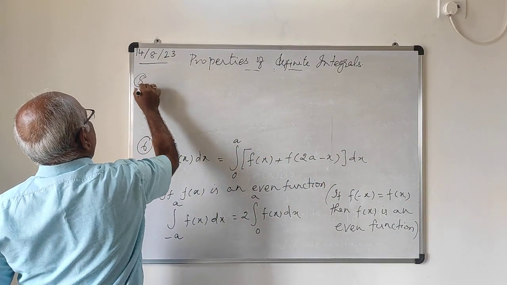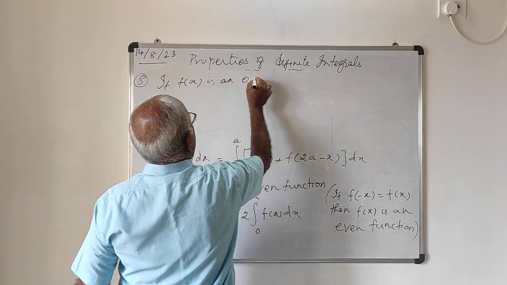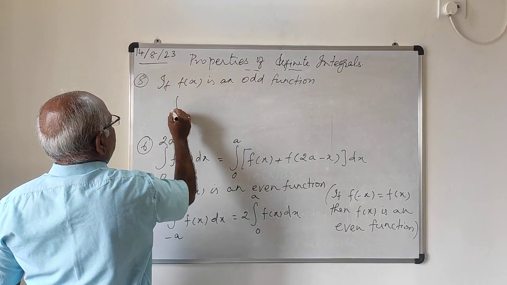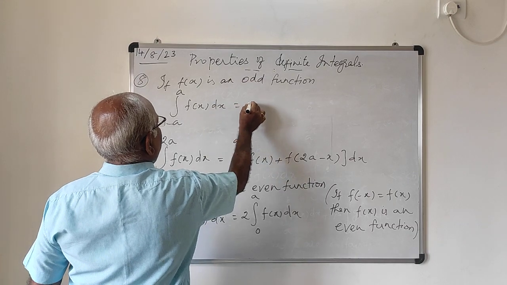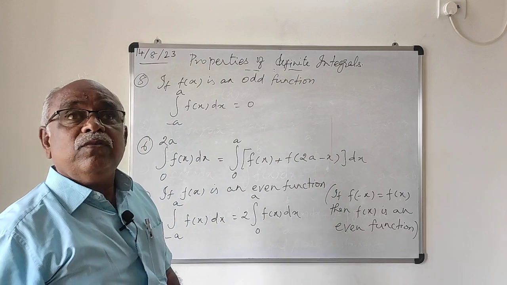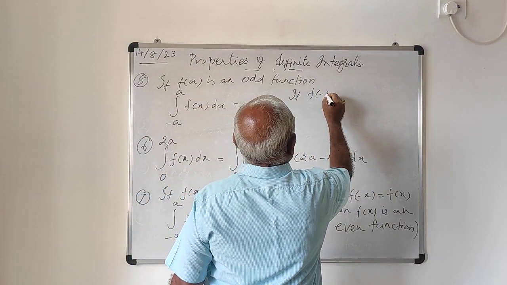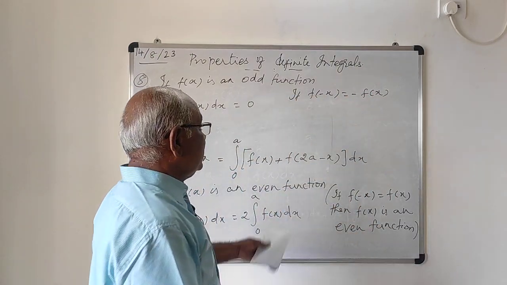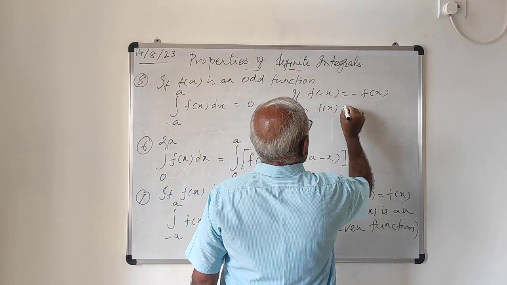Property 8: if f of x is an odd function, then the integral from minus a to plus a of f of x dx is 0. The integral value is 0 if f of x is an odd function. When will you say that the function f of x is odd? If f of minus x equals minus f of x, then f of x is an odd function.